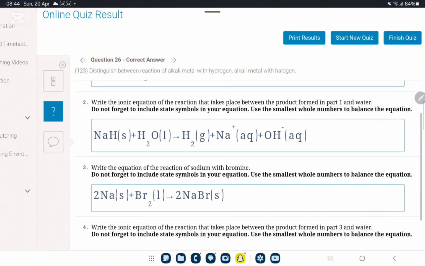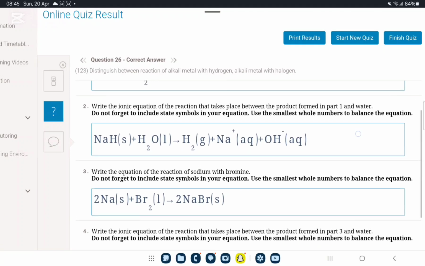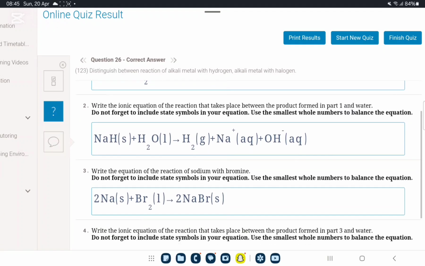And then write the ionic equation of the reaction that takes place between the products formed in part 1 and water. So NaH and water.